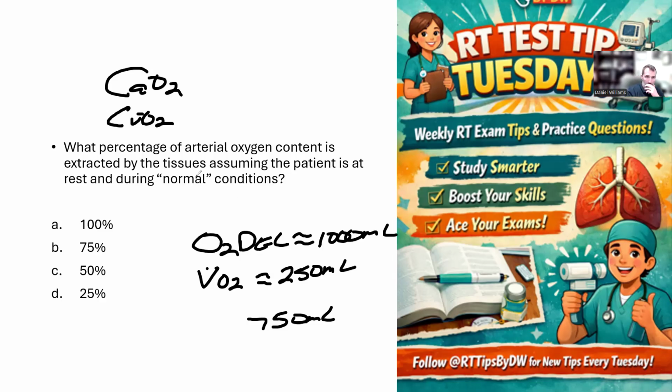The question's asking what percentage of arterial oxygen content is extracted by the tissues. So we're looking at this VO2, and if we can remember that, so the normal conditions, that's important. If we can remember that O2 delivery is 1,000 milliliters and our oxygen consumption is roughly 250 milliliters, mathematically it works out to roughly 25%. 25 is the correct answer.